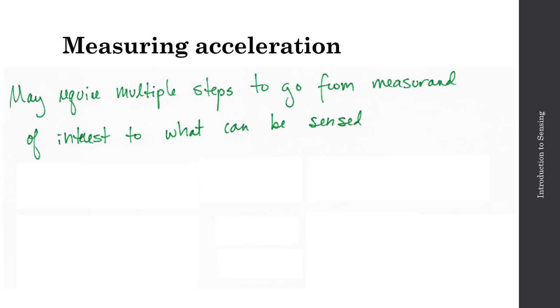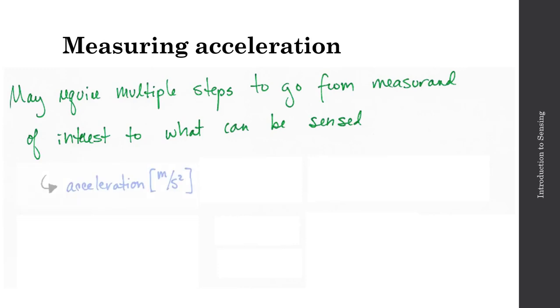But now let's take a look at trying to perform a slightly more complicated measurement. Here I'm attempting to measure acceleration. Turns out it's really difficult to measure acceleration directly. So we may require a couple steps, multiple steps, to go from the measurand of interest to something that can actually be sensed.